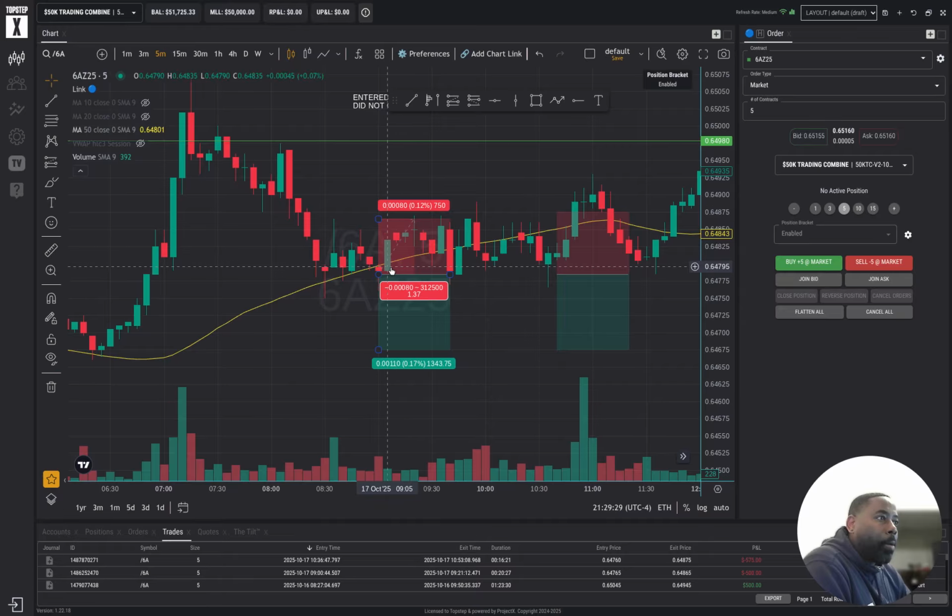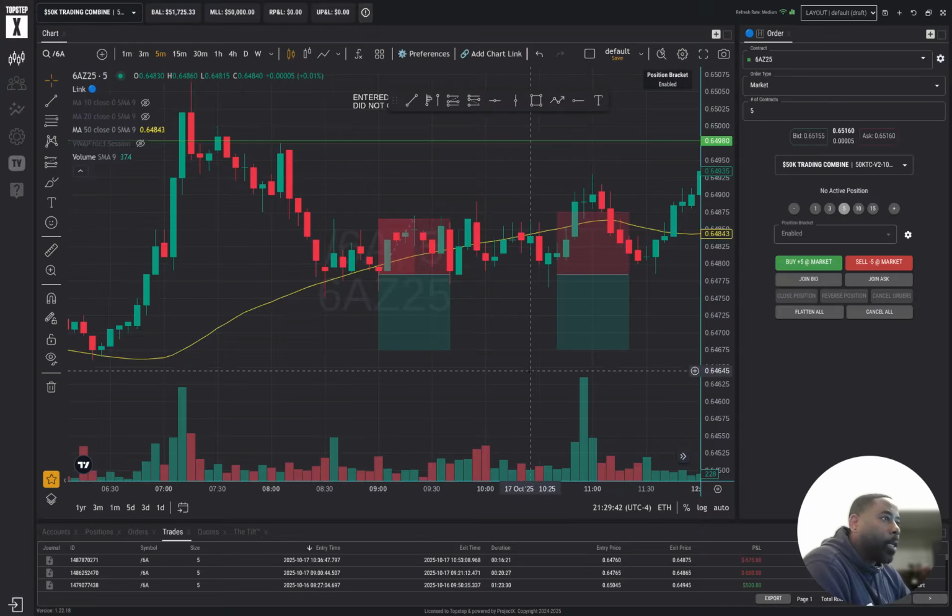So from there, it shot back up and continued to range within this range for a while, and it ended up stopping me out up here. So that was the first loss that you see here for the $500.